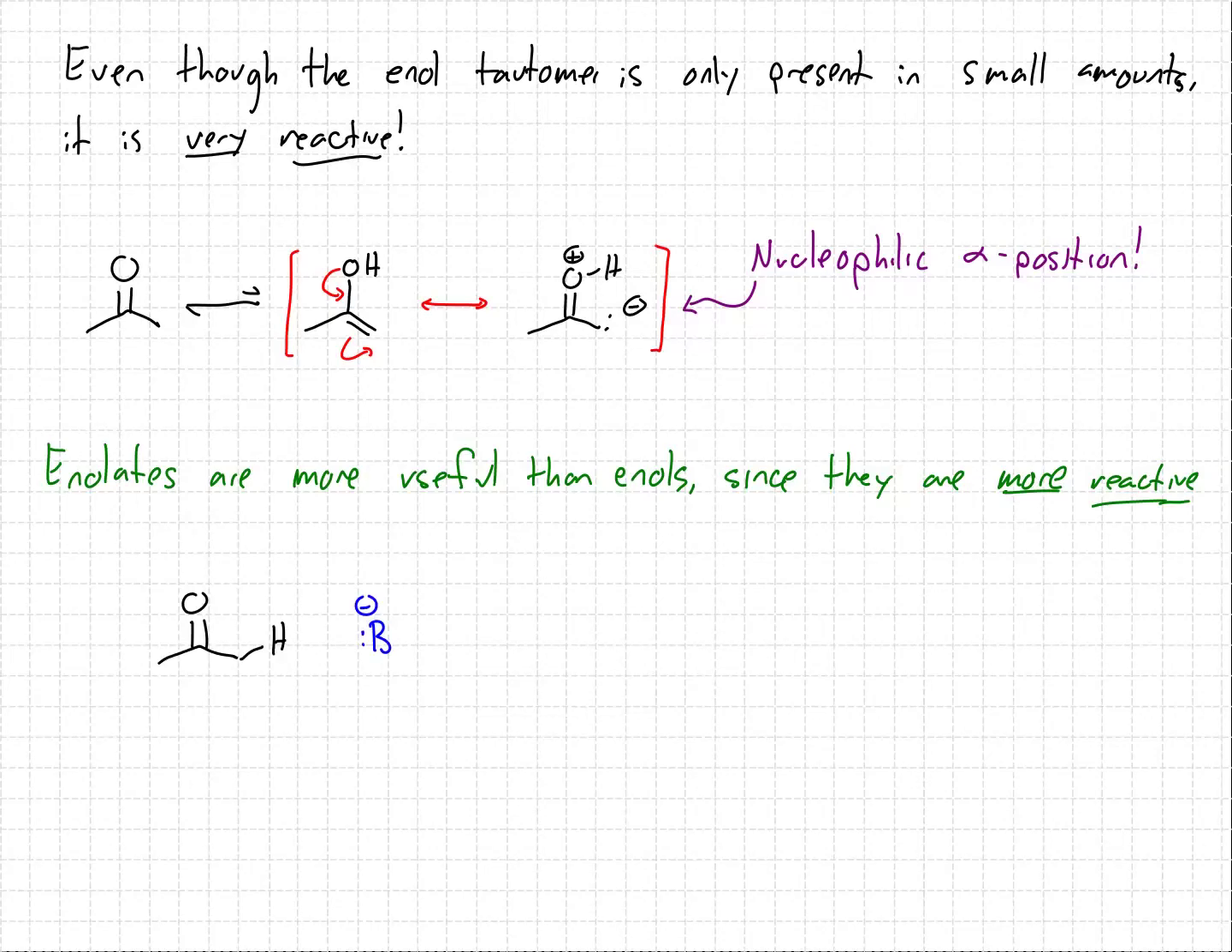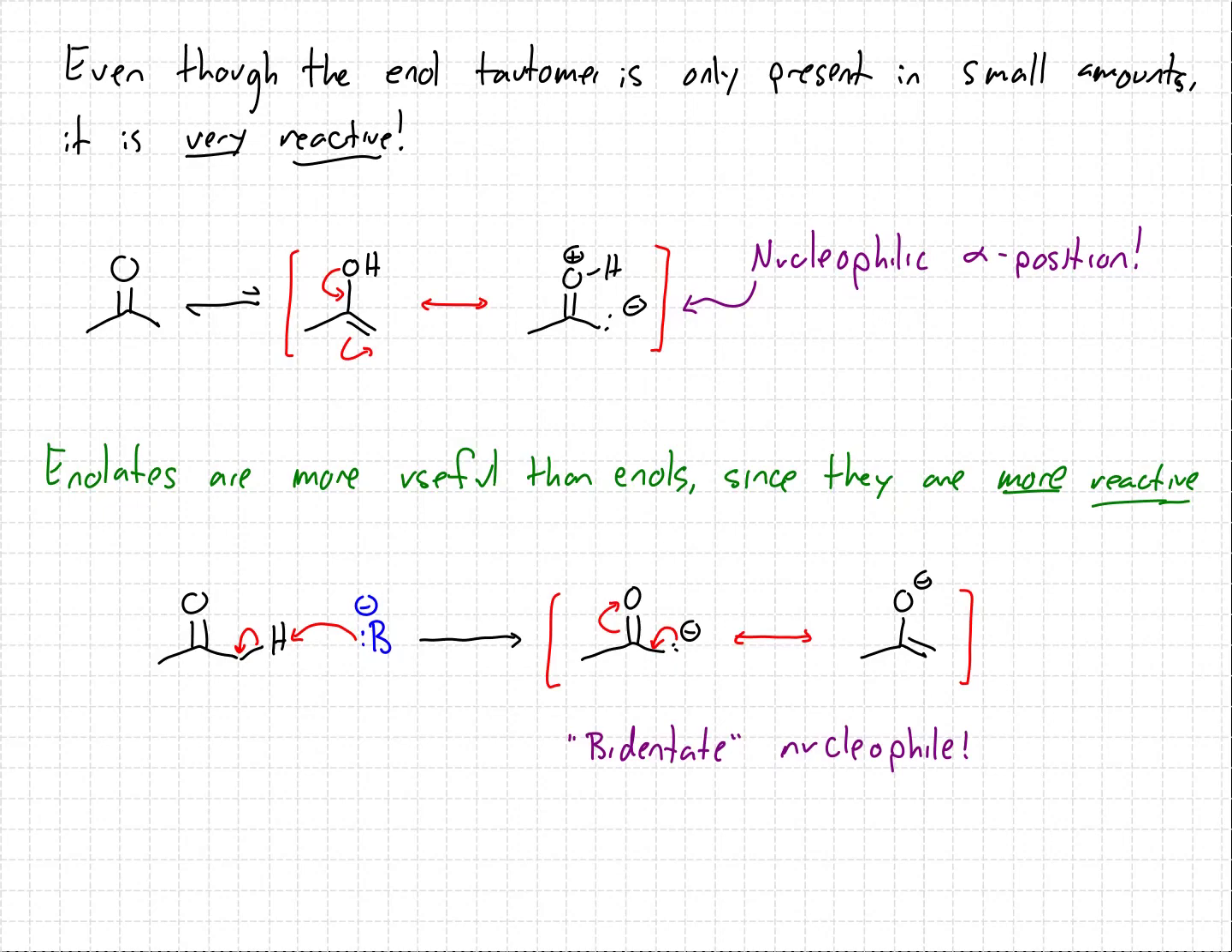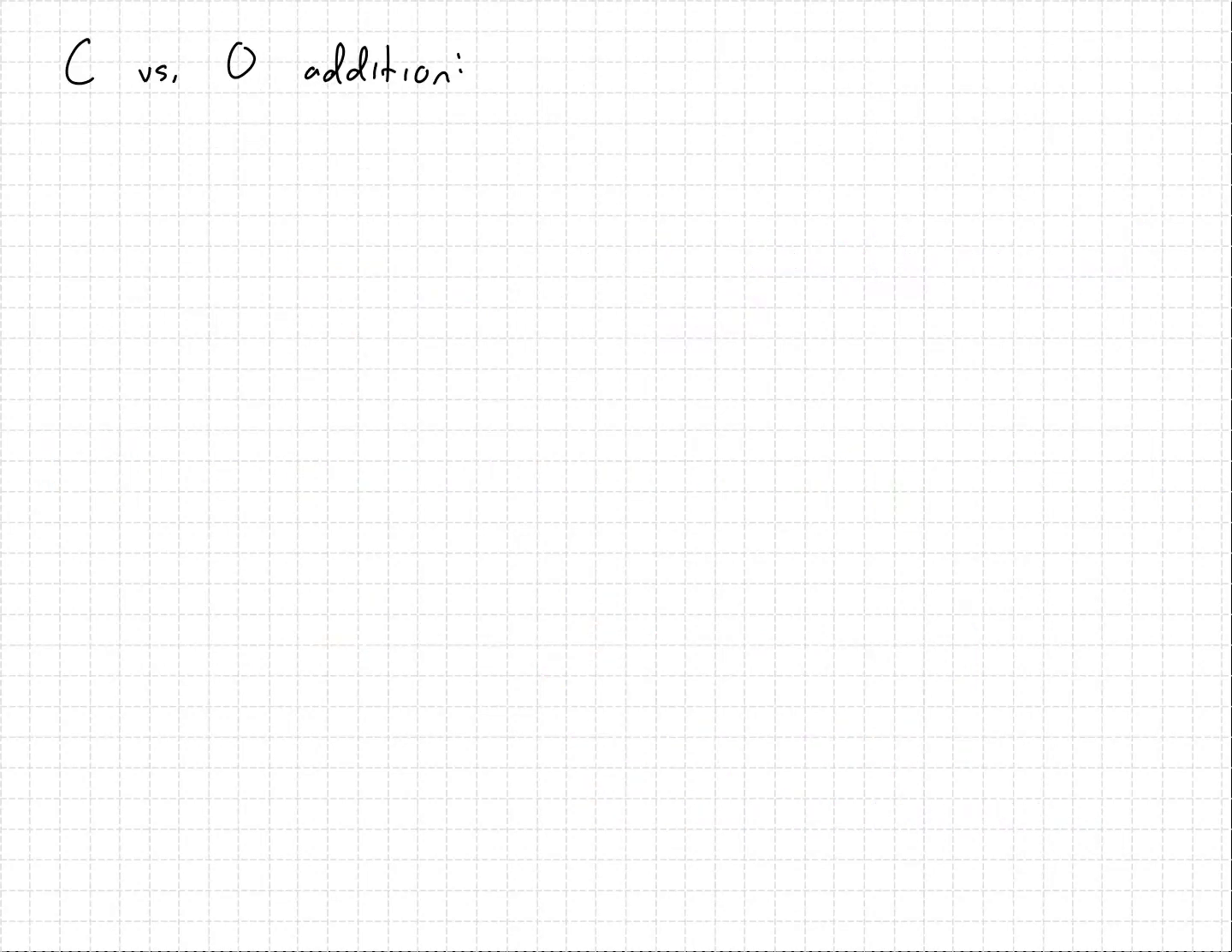Enolates can be formed from carbonyl compounds by treatment with an appropriate base. If you treat a carbonyl compound with a base, you pull off this proton, leading to a negative charge which is resonance stabilized and therefore quite reactive. You'll often hear enolates referred to as bidentate nucleophiles. Bidentate comes from Latin meaning two teeth, because both the oxygen and the carbon have nucleophilic character and could potentially react with electrophiles. So it is possible to have reactions which either react with the carbon or with the oxygen.